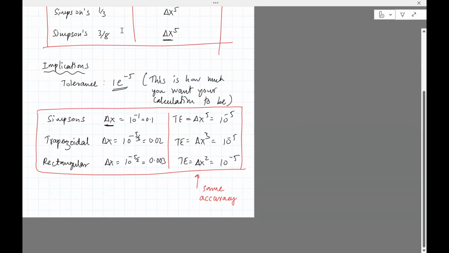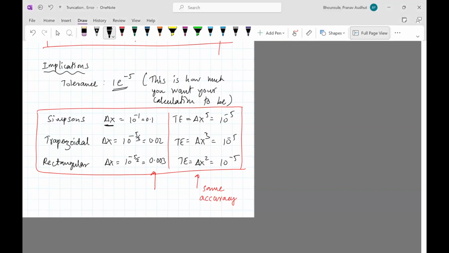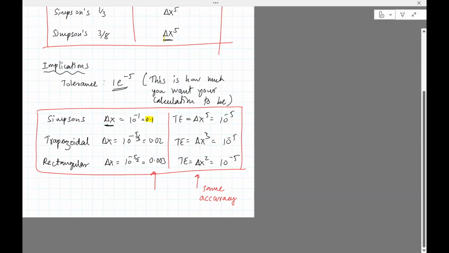That's your tolerance. But look at the step size. You need to choose 0.1. 0.1 is kind of big, right? Compared to 0.02, it's 5 times big. And then 0.02 is a little less than 10 times bigger than 0.003. So you can actually get the same accuracy with a big delta x with the Simpson rule.